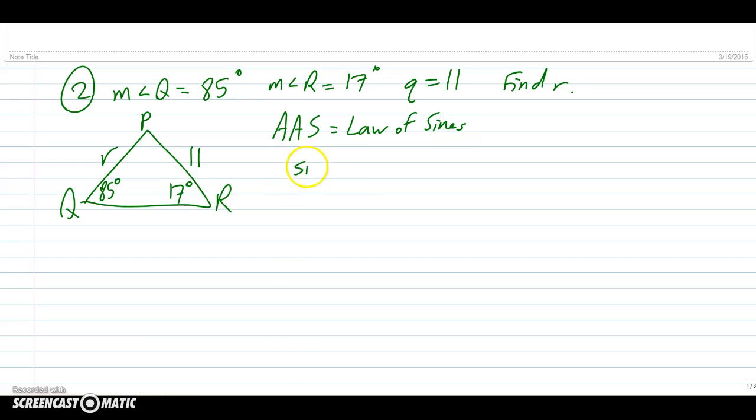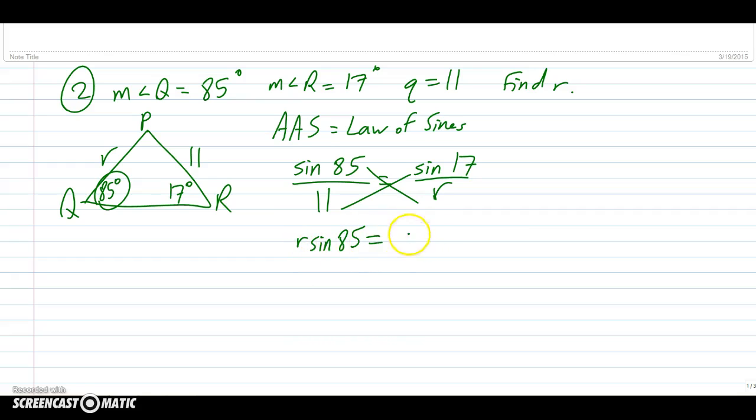Law of sines tells us we can take the sine of an angle, so in this case I'm going to take sine of 85 over the side across from it, 11, and that equals the sine of the only other angle we have, over the side across from it, which in this case would be R. So sine of an angle over the side across from it, and as long as you do that both ways, you're good. Do a little cross multiplication here. You get R times the sine of 85 equals 11 times the sine of 17.